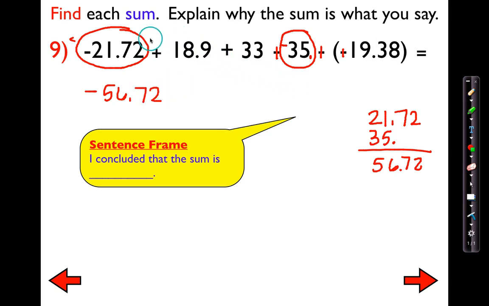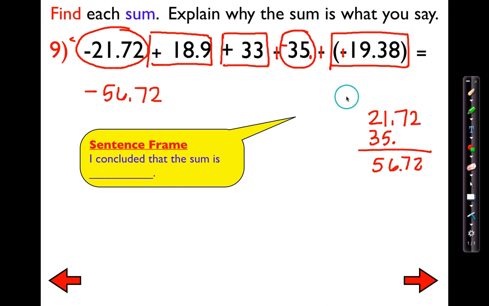Now I'm going to combine all the positives together. So I'm going to combine a positive 18 and 9/10, a positive 33, and a positive 19 and 3800ths. I noticed these two have a decimal, but this one does not, so I'm going to have to figure out where that goes. The decimal does belong at the end, just the way a period belongs at the end of a sentence. So let's figure out how many positives we have altogether. We're going to add 18 and 9/10 with 33 and 19 and 3800ths.